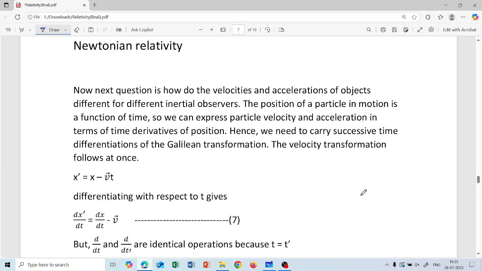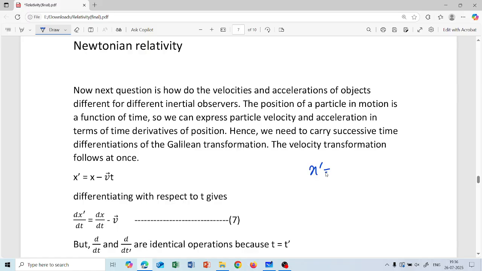Continuing from the last video on Galilean transformation, today I am going to start with Newtonian relativity. Do not be worried about the fancy term. This is the same concept of relative velocity which we study in class 11 and 12. So we have to get the transformation for velocity and also for acceleration. So let us begin with the same Galilean transformation.